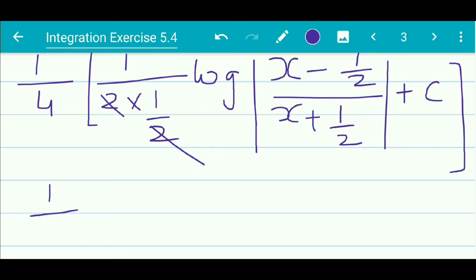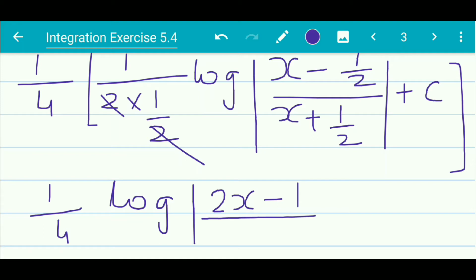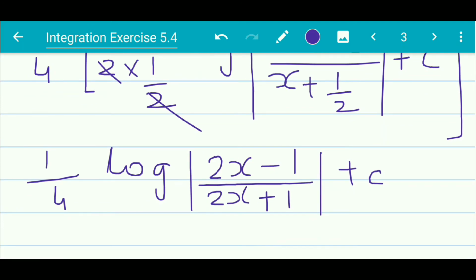So we get 1 upon 4 log mod of, when we multiply by 2 and equalize the denominator in the mod sign, we get 2x minus 1 upon 2, keep that upon 2 in mind. Also in the denominator we get 2x plus 1 upon 2. Okay, that upon 2 in the numerator and in the denominator gets cancelled off. So we get this term and this becomes our answer here. So study this sum properly.